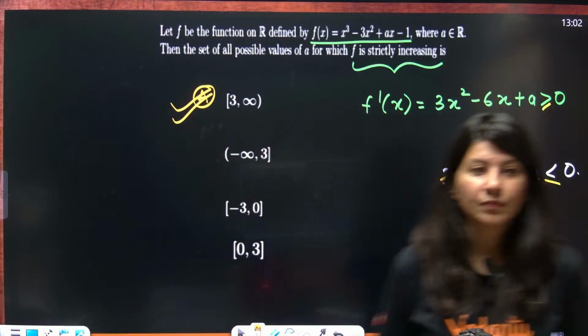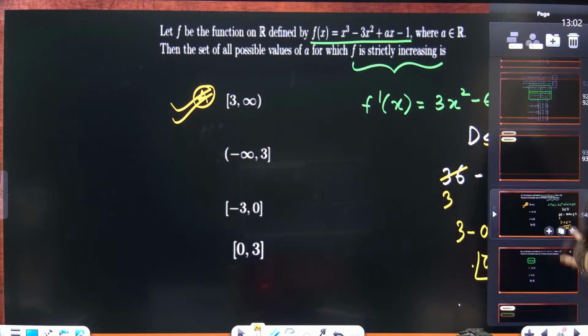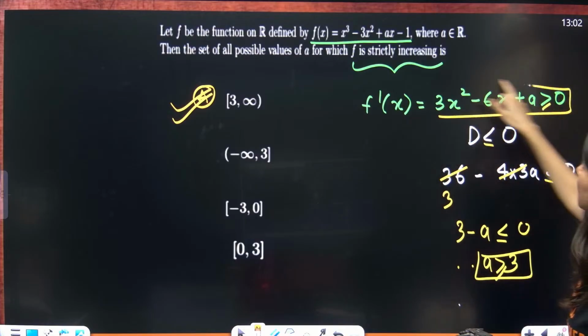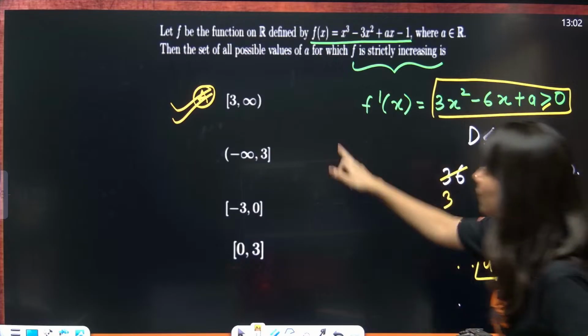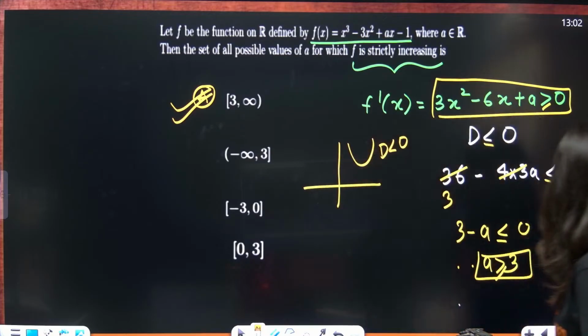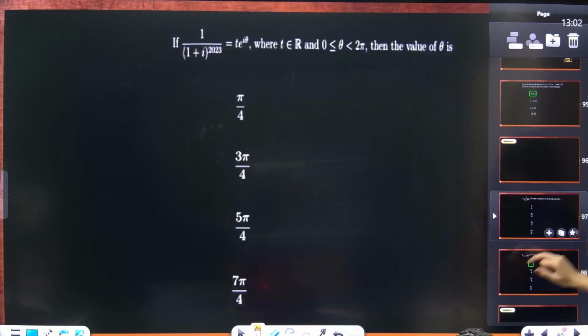Okay. Everybody, this question was also an easy question. Just need to know that any quadratic equation is always positive. That means which graph? This graph. Discriminant less than 0. So that quadratic equation becomes always positive.